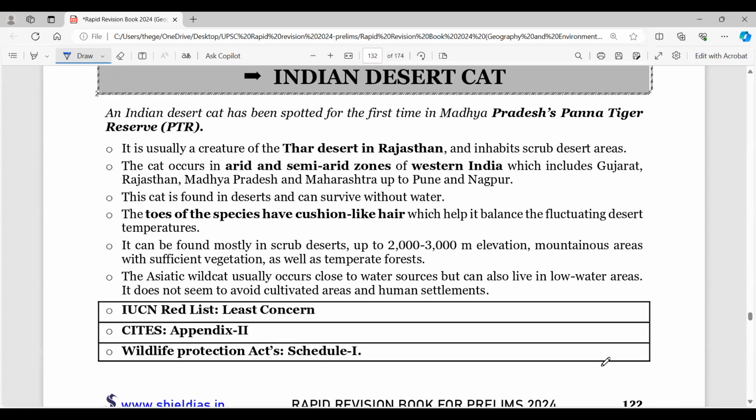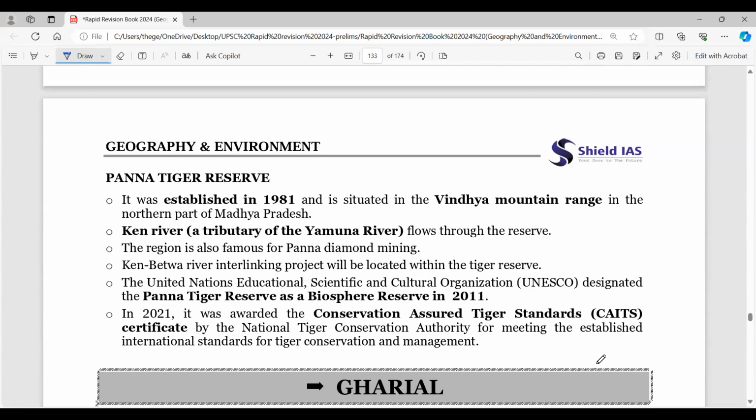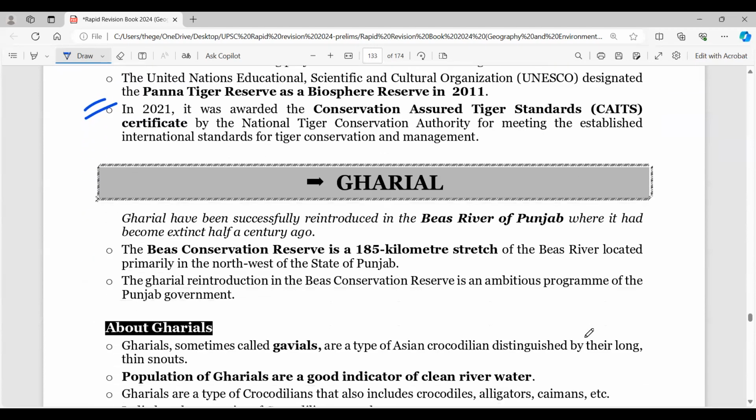Now, Indian desert cat. Look into Panna Tiger Reserve, MP, right? And also the Thar Desert in Rajasthan, arid, semi-arid areas. Least concern in IUCN, Schedule 1 in the Wildlife Protection Act here. This is important. Now, let's move ahead. Panna Tiger Reserve, if you look into, established in '81, Vindhyan Mountain Range, Madhya Pradesh, Ken River. At least these basics you can take a quick revision.